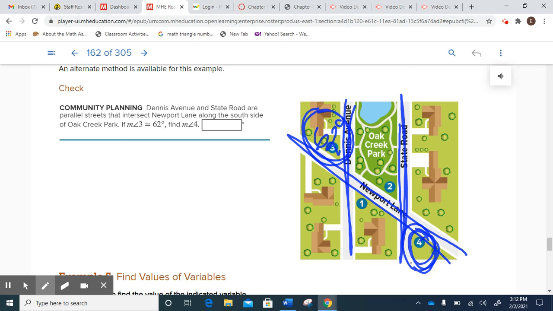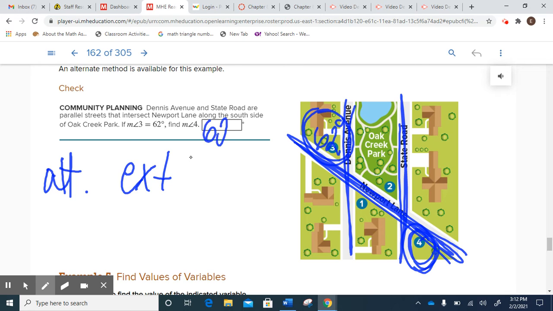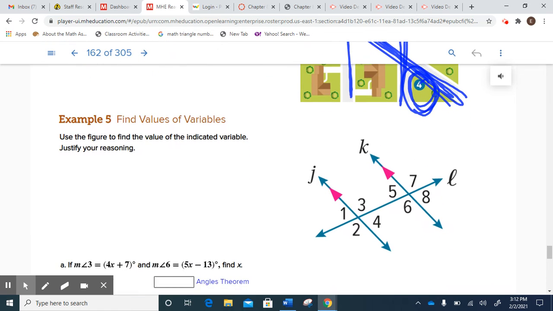They're either going to be matching or they're going to add to 180, and we have to figure out which one that is. They are on the outside of the parallel lines, so that's another exterior one. And they are on opposite sides of the transversal. One's on one side, one's on the other. So we have alternate exterior angles again. If 3 is 62, that means 4 also has to be 62. Let's see if there's another one down here. Perfect.